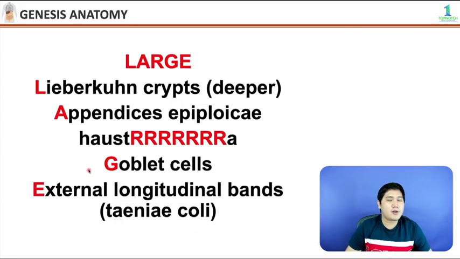How will you remember? You just remember the mnemonic LARGE. L for Lieberkühn crypts are deeper. The appendices epiploicae for letter A. For letter R, ang sasabihin mo, haustra. Letter R kasi yon, yung mnemonic dyan, sa haustra. G for goblet cells. And letter E, external longitudinal bands or your teniae coli. So these are the features of your large intestines. So that is the mnemonic.